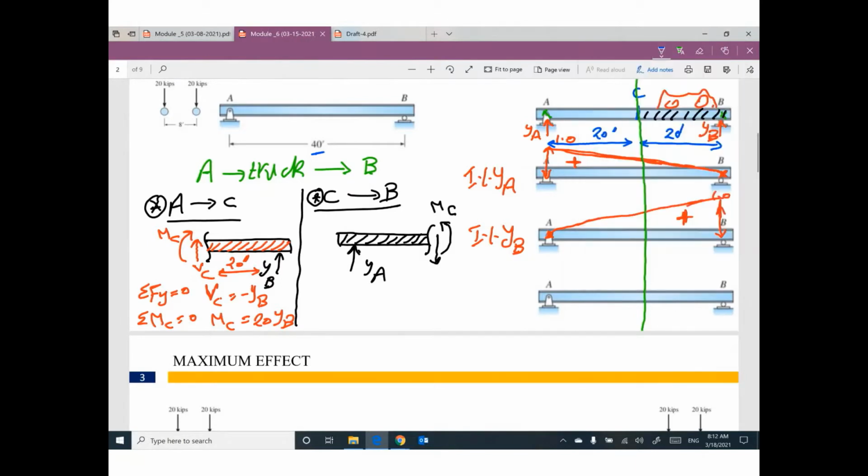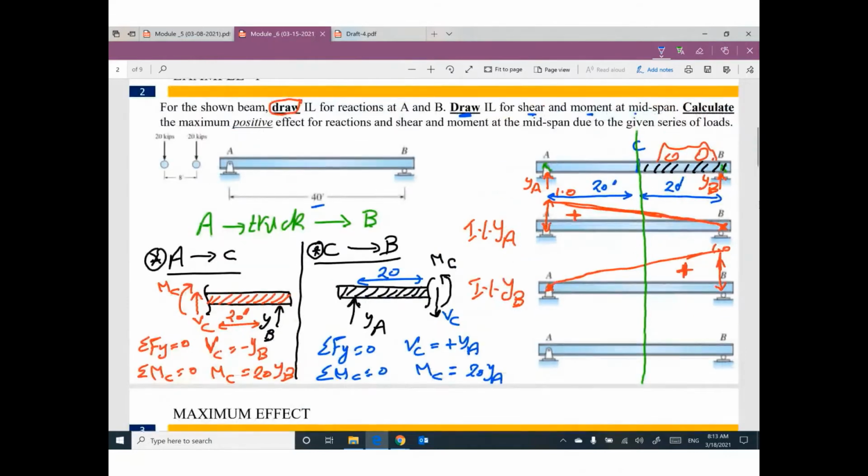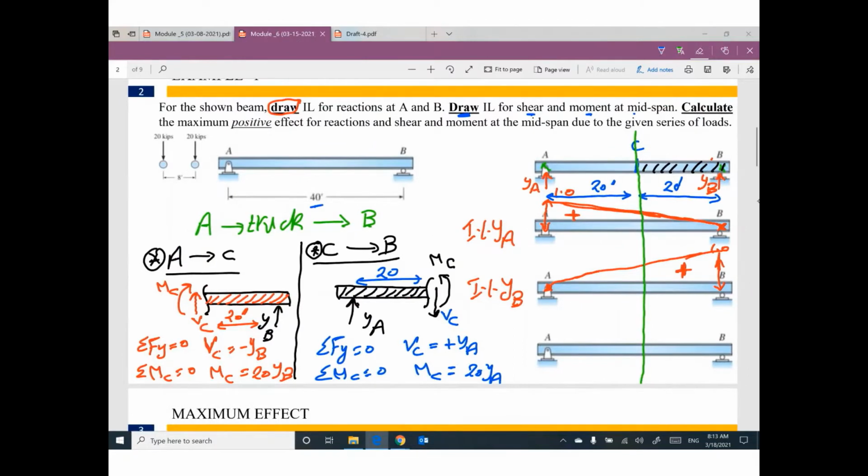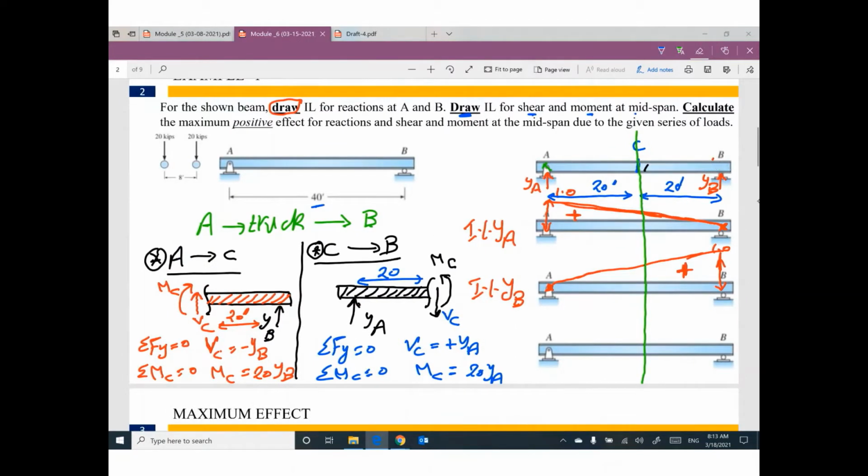If you apply summation Fy equals 0, you will find VC equals positive YA. If you take moment at C equals 0, you will find MC equals, this distance is 20, so it will be 20 YA. So let's start. I should draw here influence line for shear at C, and probably I need more, so I will use this one for influence line for moment at C.